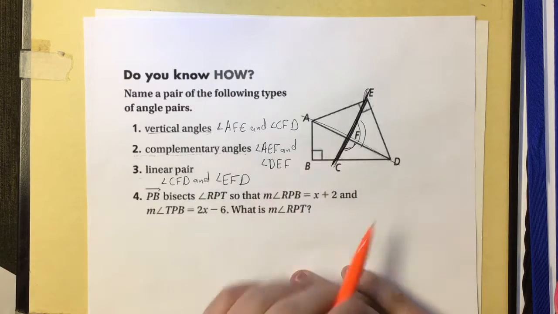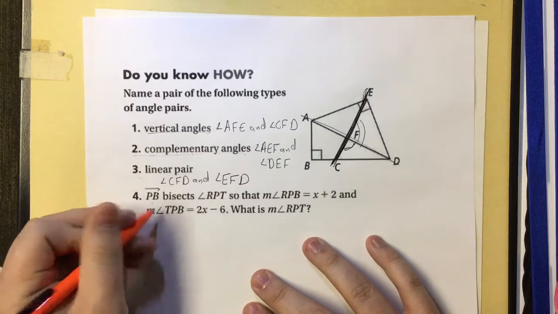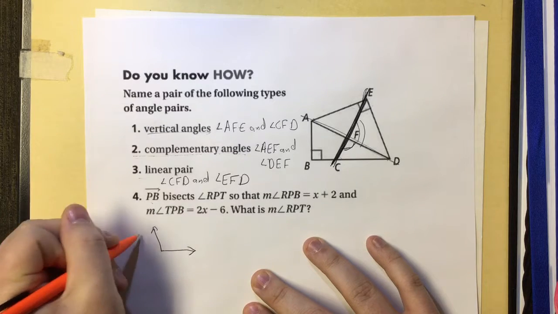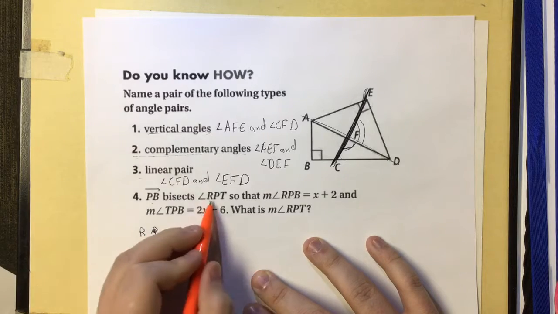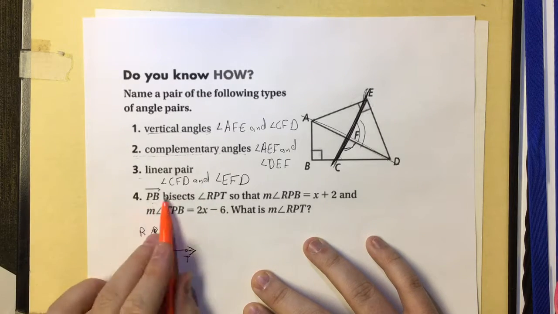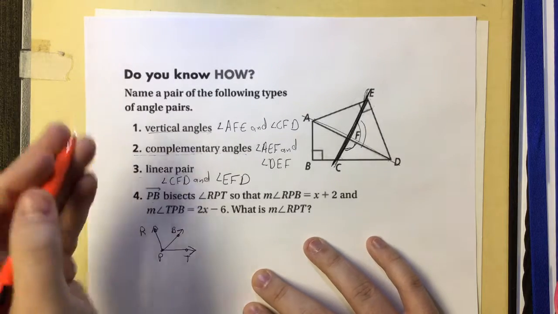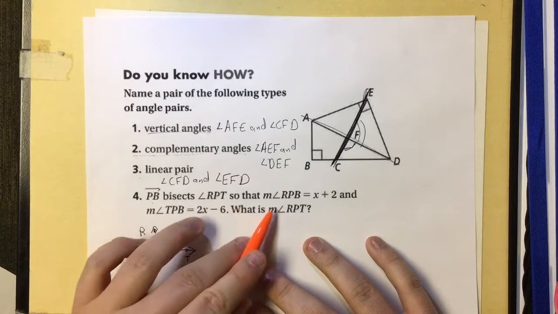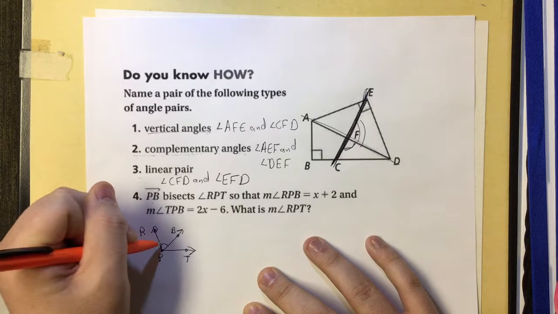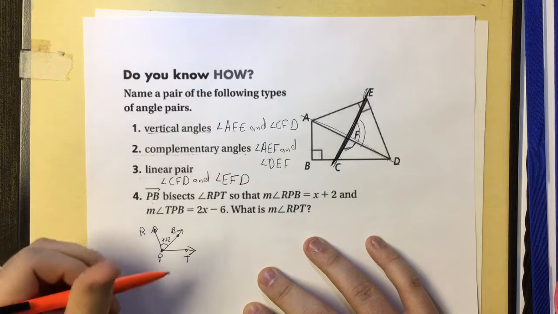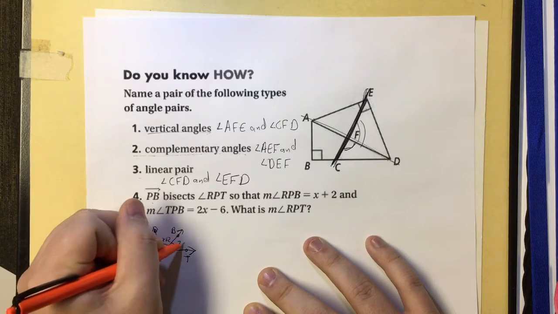And the very last one doesn't actually have anything to do with that picture, so I'm going to draw one. It says PB bisects angle RPT. So here's RPT. Remember, P, the middle, has to be at the vertex. And it says some ray PB, we're just going to draw PB, bisects it, it cuts it in half. And it says that the measure of RPB, this one right here, is x plus 2. And it says the measure of TPB, this other one down here, is 2x minus 6.